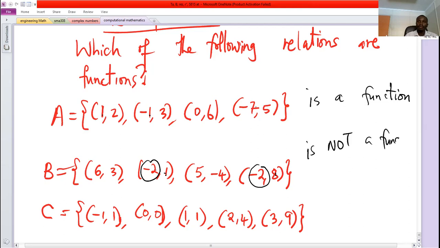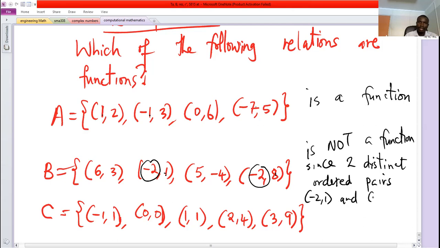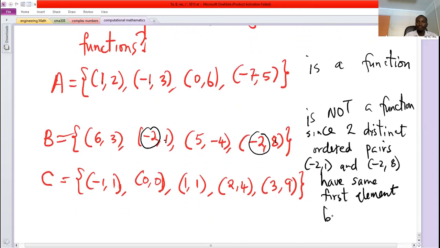Not a function, since two distinct ordered pairs (-2, 1) and (-2, 8) have the same first element but different second elements. So that's not a function.